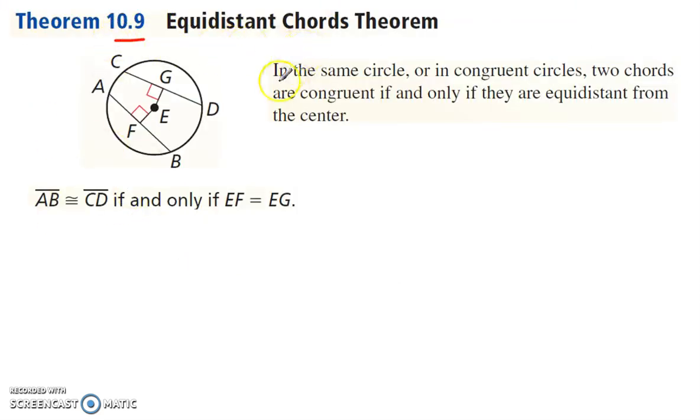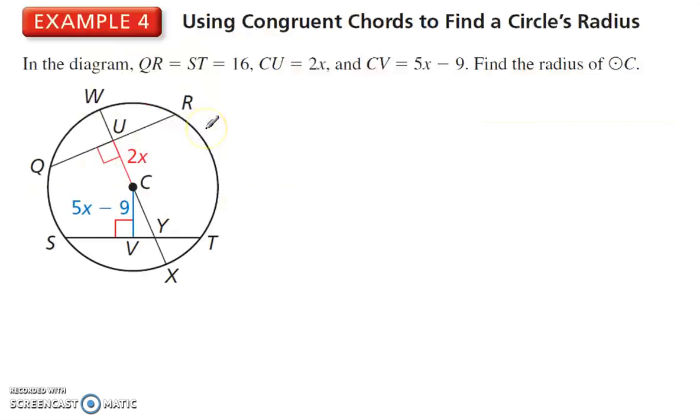Theorem 10.9, the equidistant chords theorem: if two chords are the same distance from the center, then they are congruent. So, the distance from the center would be measured by a perpendicular line on that. That's how I'd know what the distance is. Then those two are congruent. Very nice. So we'll use that right here. We know that QR is equal to ST. That tells us that they are the same distance, which means we already know 2x is going to be equal to 5x minus 9.